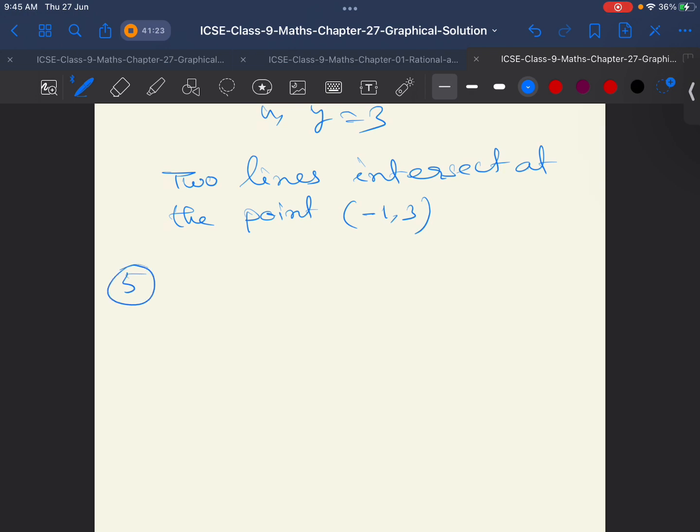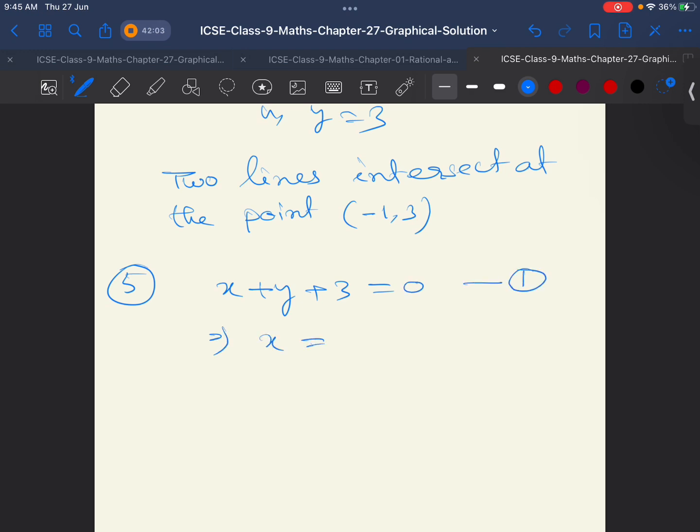So question 5. Now we solve question 5. Use graph paper for this question, take 2 cm = 1 unit on both the axes. Draw the graph of these equations. Plot only 3 points per line. Second, write down the coordinates of the point of intersection of the lines. Third, measure and record the distance of the point of intersection of the lines from the origin in centimeters. Now the first equation is x + y + 3 = 0.